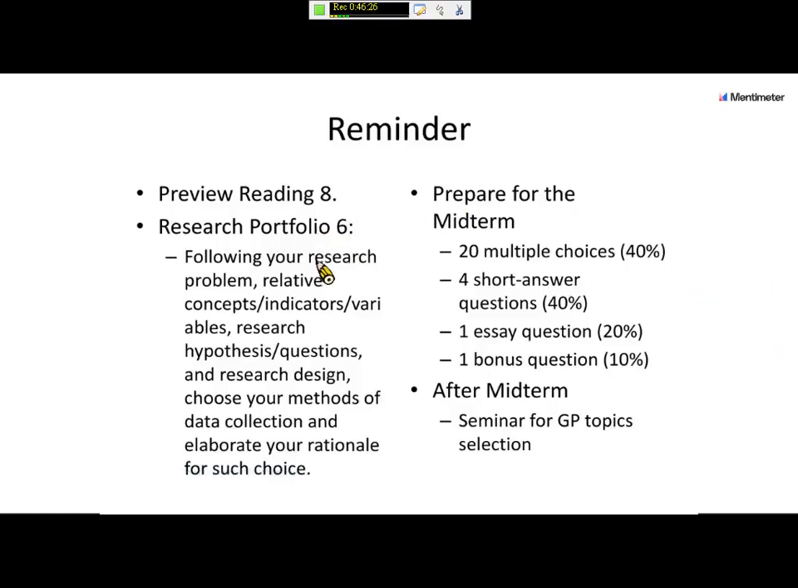Next week, you have to finish up research portfolio 6. And after our midterm examination, we are going to highlight lesson 8. And this is our midterm examination. We have 20 multiple choice questions, 40 points, and 4 short answer questions, 40 points, and 1 essay question and 1 bonus question for you. So altogether, we have 110 points possible for you to get.